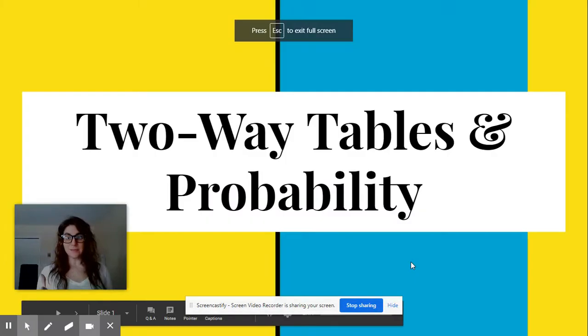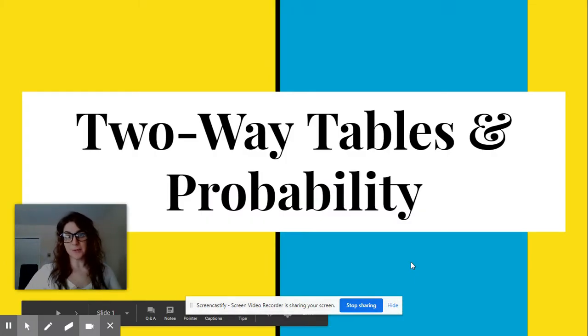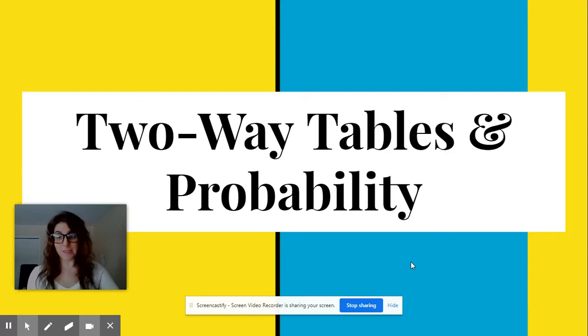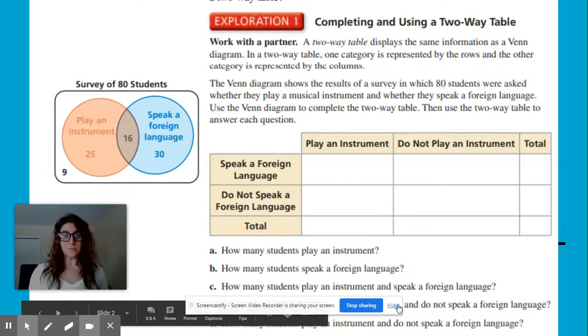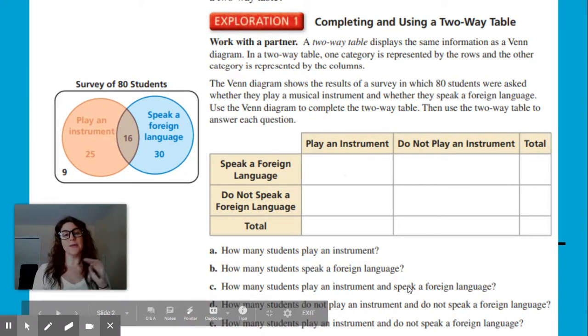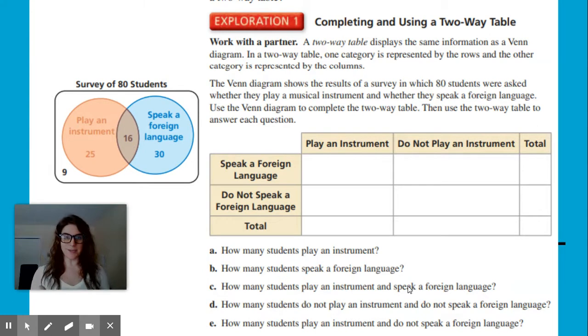Hey guys, so in this video, we're going to be talking about two-way tables and their probability. You may have seen or worked with two-way tables before, but now we're going to build upon it. And if you've never seen a two-way table, don't worry, we're going to go through how to deal with that as well. So the first thing is we're going to go through this exploration where we're going to create a two-way table from a Venn diagram.